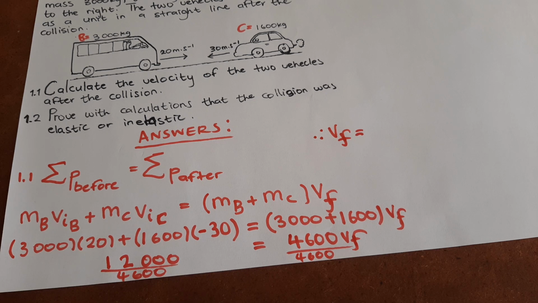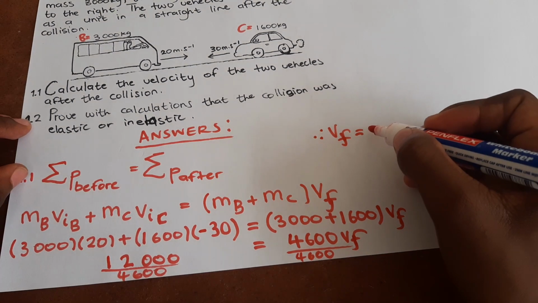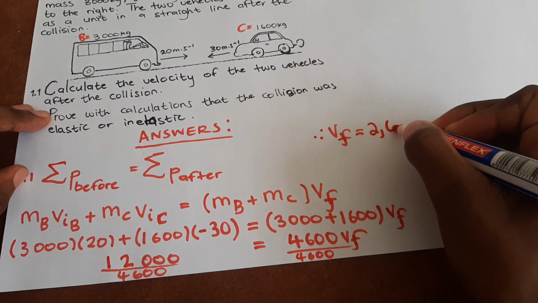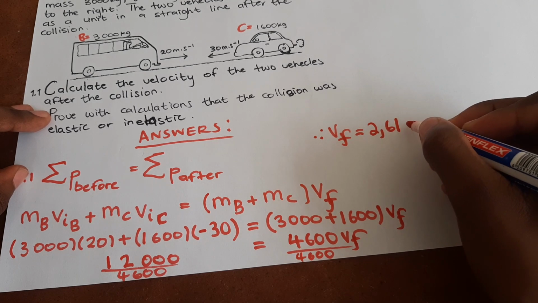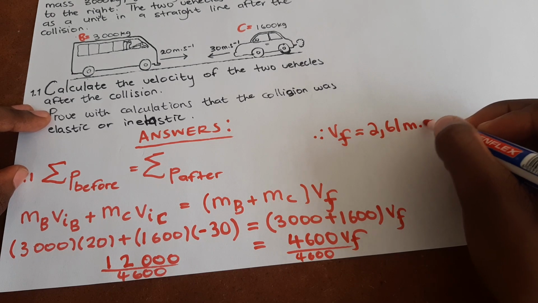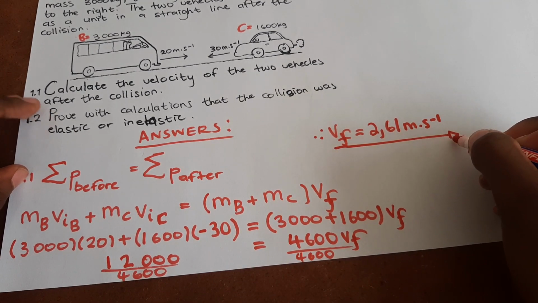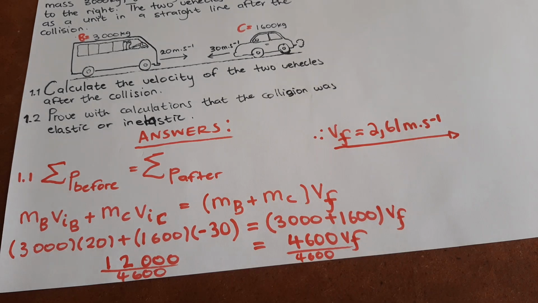Let's press the calculator. 12,000 divided by 4,600 gives us 2.61. Please be careful with your round off. So 2.61 meters per second. This is our final velocity. This is our answer. Everything is correct. I hope you saw that, guys.